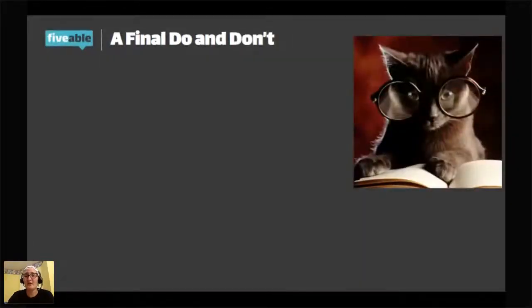Okay, final do and don't. Okay, the cat happens to have Harry Potter glasses. I actually didn't mean to put the cat there, but whatever.